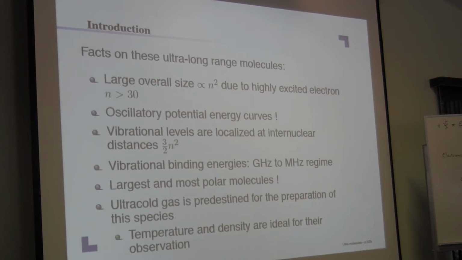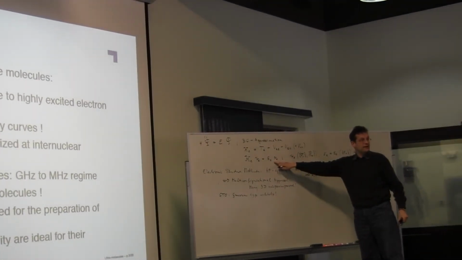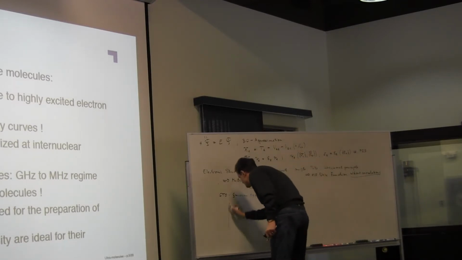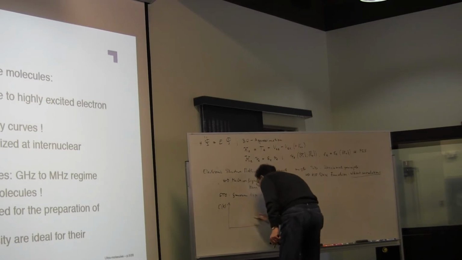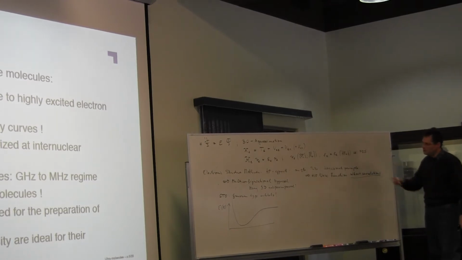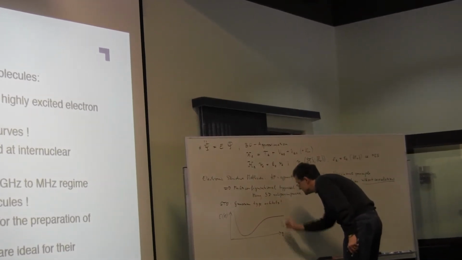Here, if you do an electronic structure calculation and you calculate this energy for a diatomic molecule, typically what you get is energy as a function of the internuclear distance. You get this type of behavior here. This is the potential energy curve in this case.